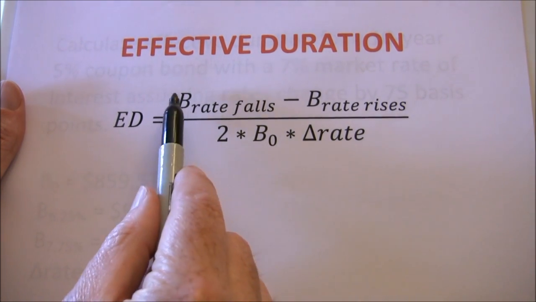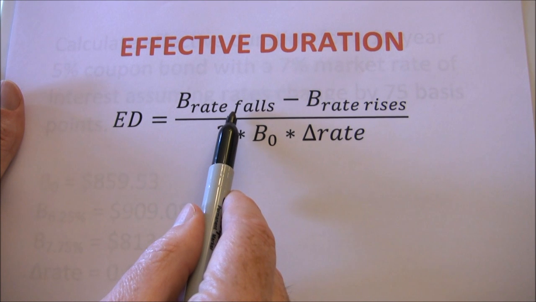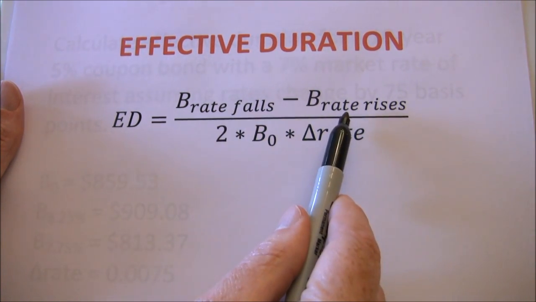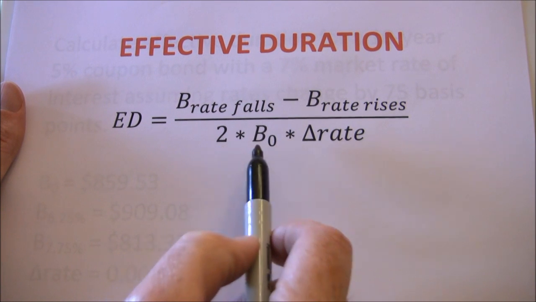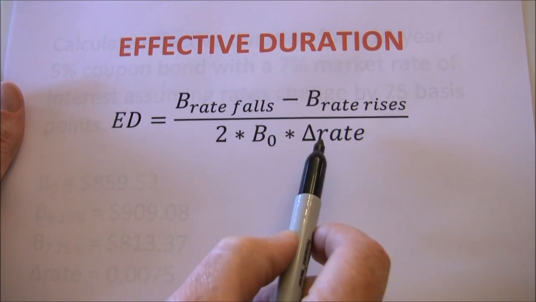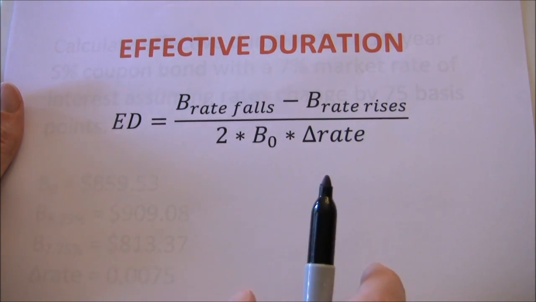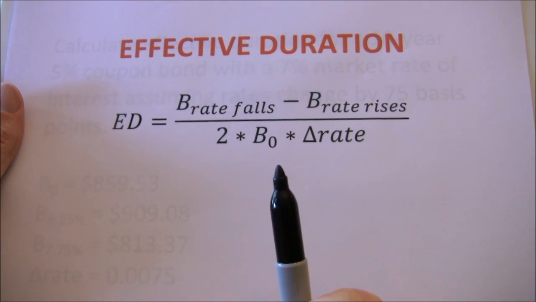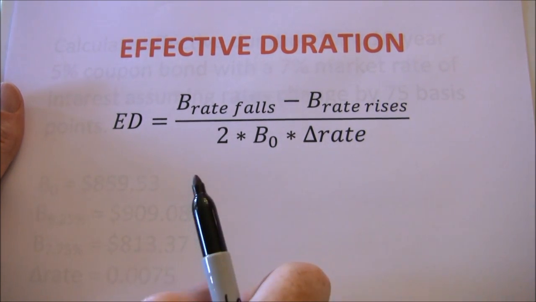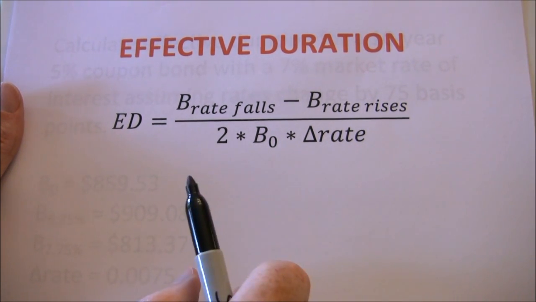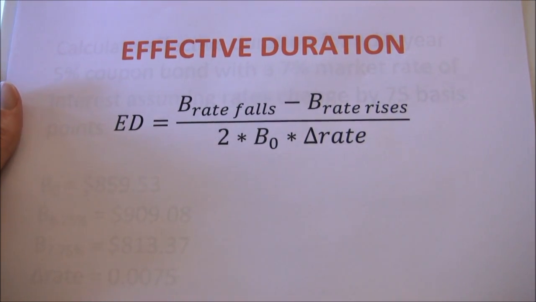So what you'll want to do is calculate the bond price if the interest rate falls a little bit, calculate the bond price if the interest rate rises a little bit, and divide by 2 times the original bond price times the change in the interest rate. And this works well if you have more complex calculations for the bond prices, or you can even use estimates of the bond prices just from watching it a couple days and seeing what happens to the bond price as interest rates fluctuate a little bit.